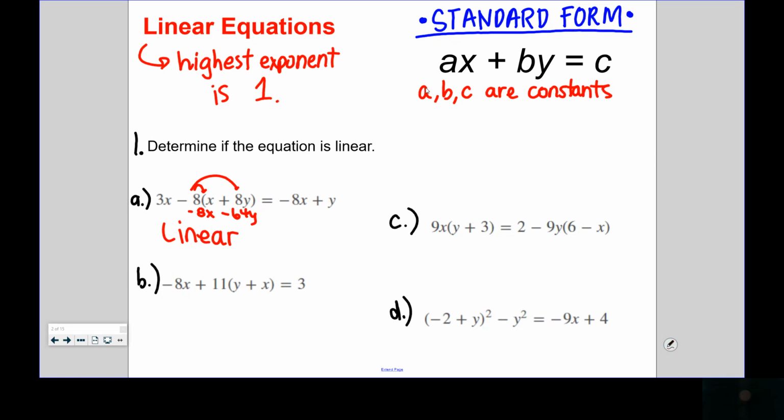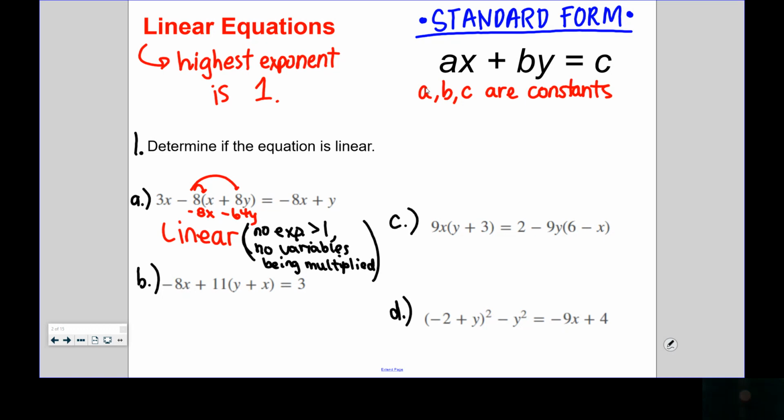And then just a short little explanation: no exponents greater than 1, no variables being multiplied. So you could call an equation linear, or you could call it non-linear. That would be the official term for something that's not linear.